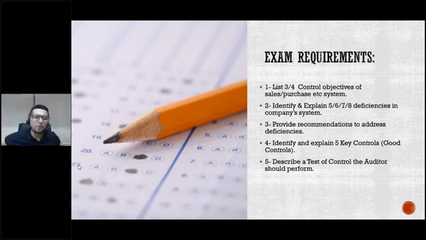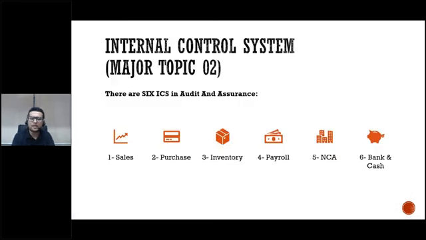Now you have got 2 options, dear students. The first option is that you back up your common sense and assume that, come on, these control objectives are too easy, and you don't wish to prepare them. You can write the control objectives of the sales, purchase, inventory, payroll, non-current assets, bank and cash using your common sense. So that's the first strategy. But I believe the second strategy is a far superior one.